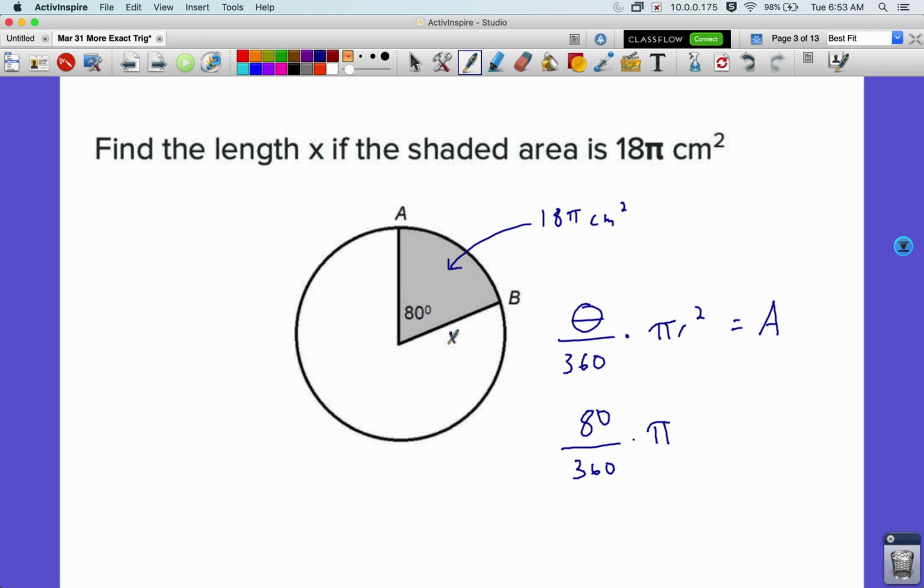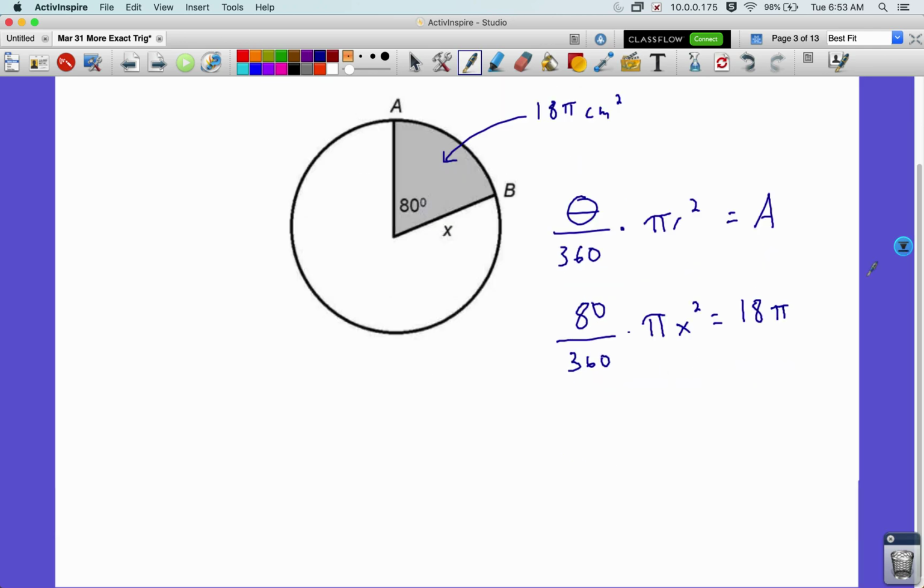We're going to replace r with x, because that's the variable being used for the radius here. And we know that the total area is 18 pi square centimeters. Let's solve for x. I can just cancel out the pi from both sides. With this fraction here, I could cancel out the 0, make it 8 over 36, which could then be simplified further, but I'm just going to do it in my calculator. 8 over 36, and then hit math, enter to turn it back into the fraction, 2 over 9. So 2 over 9 x squared equals 18.